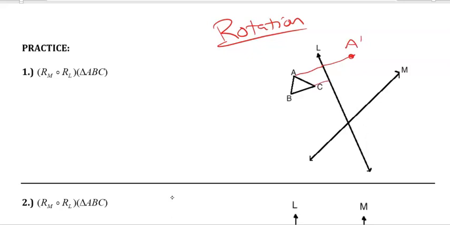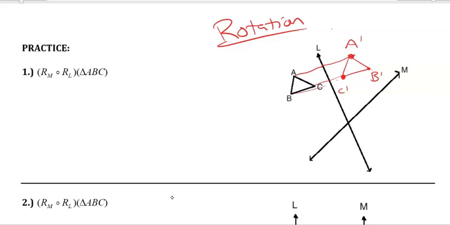Go your distance to C. I don't have a ruler with me, so I can't do this using a ruler. I would go the same distance and put C prime. I go the distance to B, and I'd go the same distance, and that would be where B prime is. Once again, mine's not perfect because I'm having to wing this without a ruler.